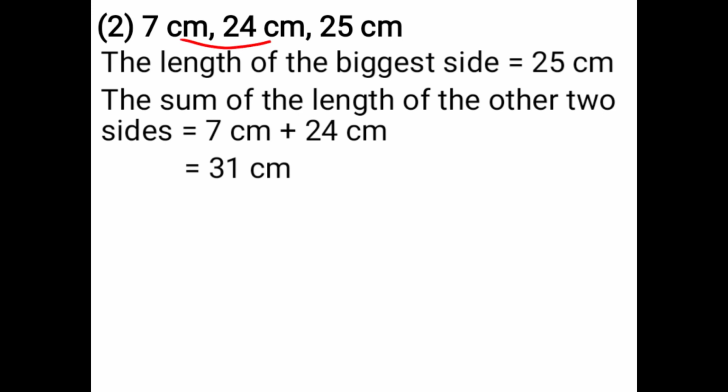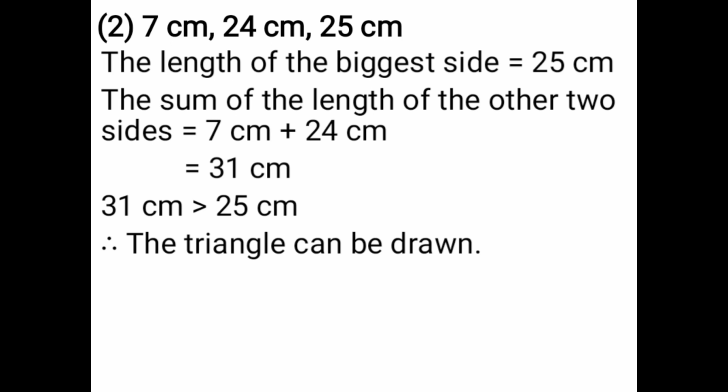Now the two smaller sides which you added over here, the answer got 31 centimeter. 31 centimeter is greater than 25 centimeter. Therefore, the triangle can be drawn, because the two smaller sides which you added are coming greater than the biggest side, which is the third side. That's why the triangle can be drawn.